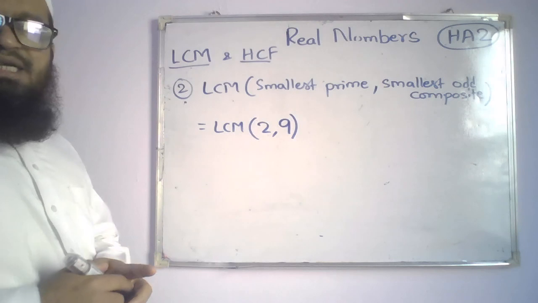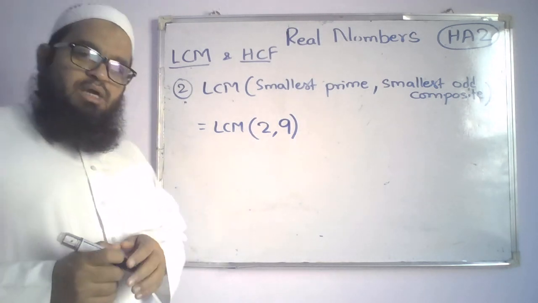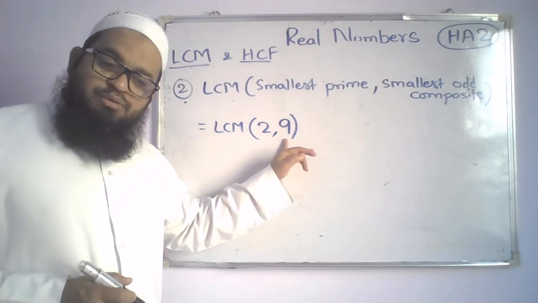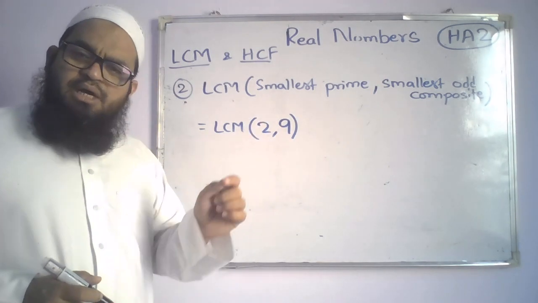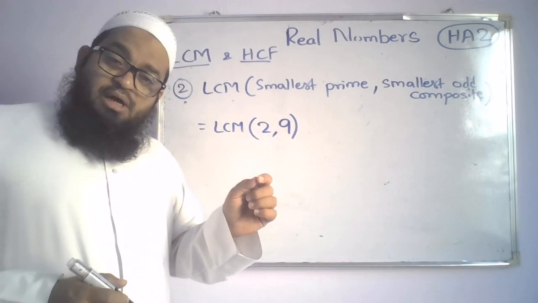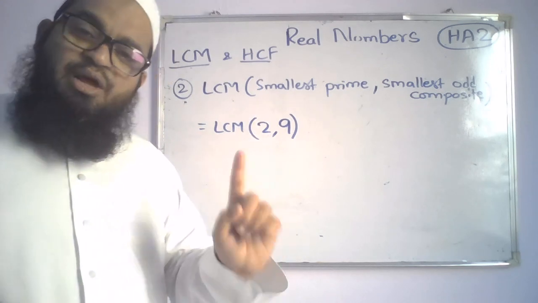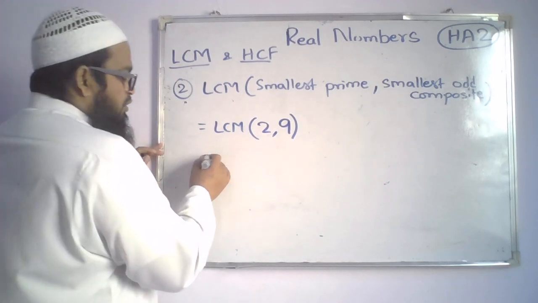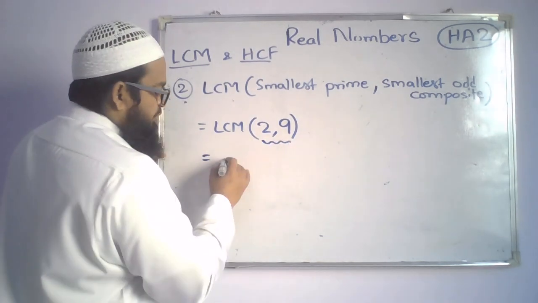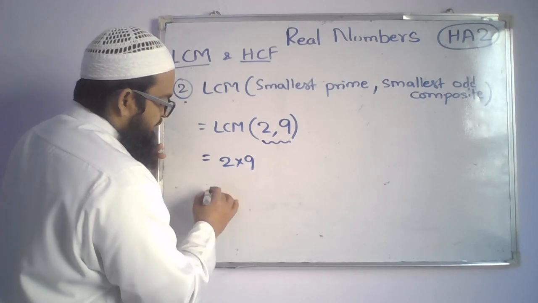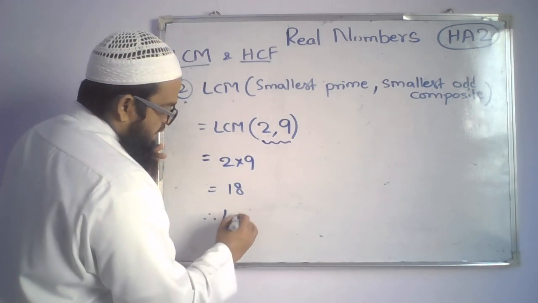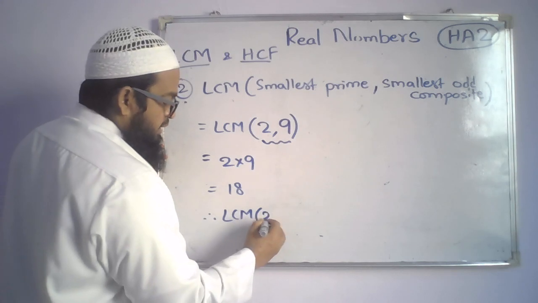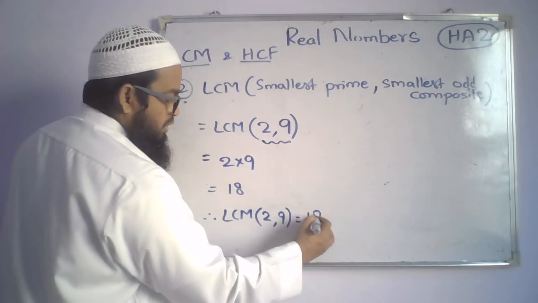Now, LCM of 2, 9. Here we know that 2 and 9 are co-primes. What are co-primes? Co-primes are numbers which have only 1 as a common factor. They don't have any other common factor. So the LCM of co-primes is equal to the product of the two numbers. 2 nines are 18. Therefore, the LCM of the smallest prime and the smallest odd composite, that means 2, 9, is equal to 18.